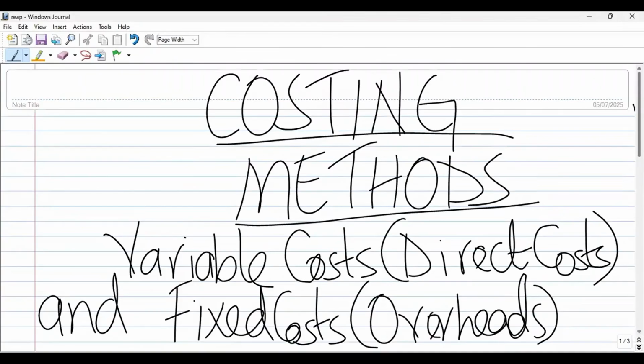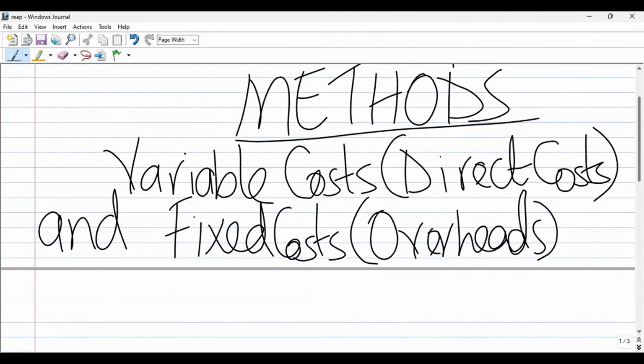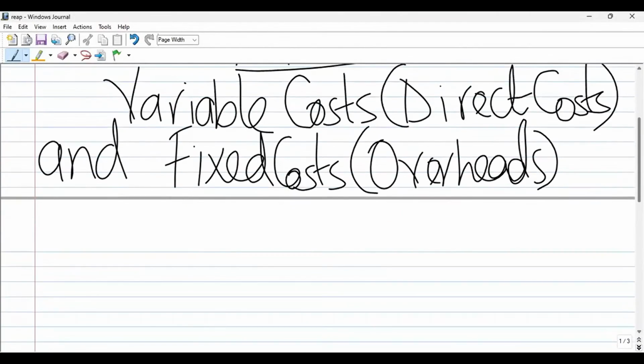Now, we are talking about costing methods. These costing methods normally help us to establish the total cost that the company has incurred during the period. So when we are talking about total costs, we are implying the variable costs and the fixed costs. Variable costs themselves are called direct costs. When we talk about direct costs, we mean costs that can easily be traced.